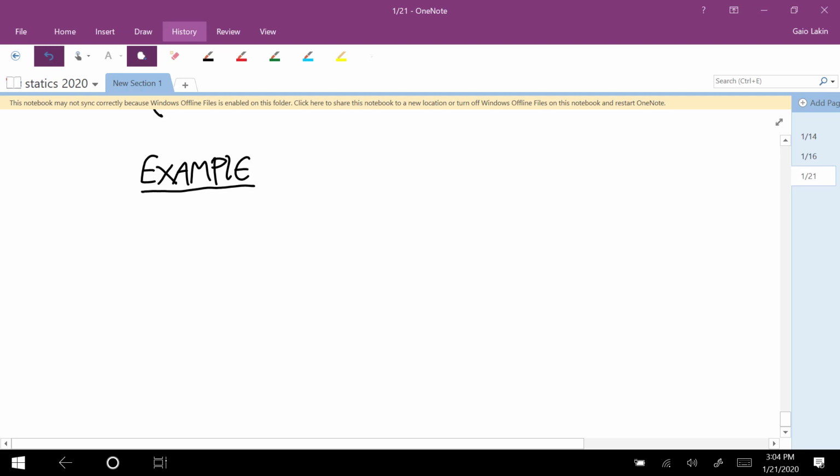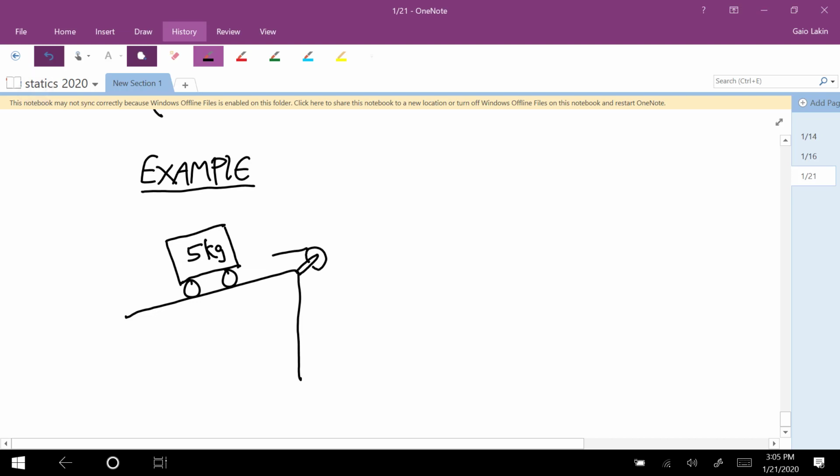So let's say we have a ramp with a pulley at the corner. And there's a 5 kilogram cart over here that's connected to that cable. I can make that look better.